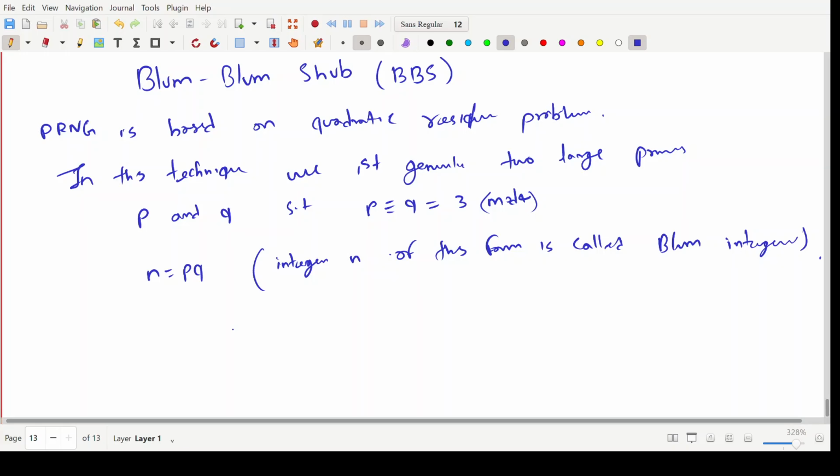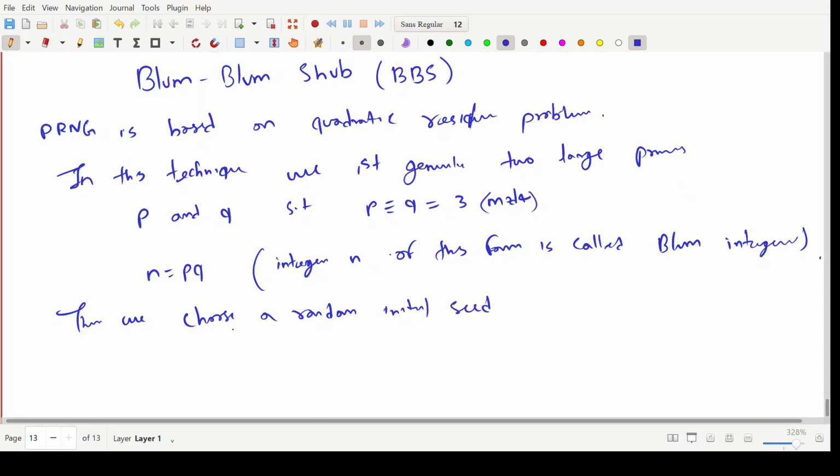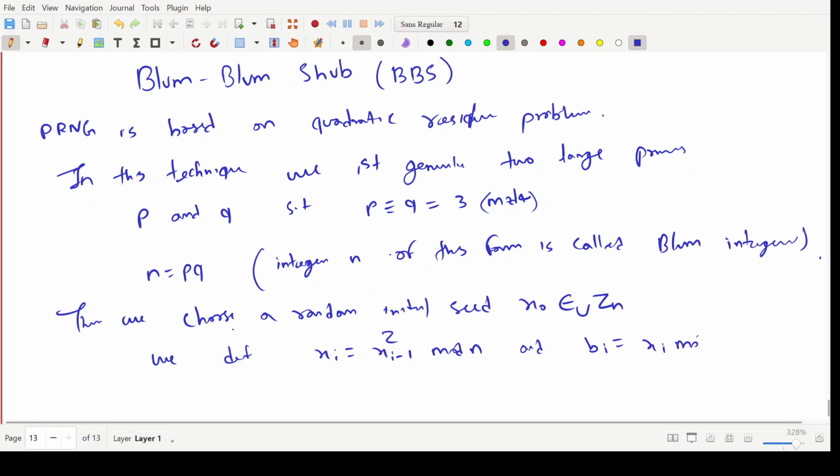Then we choose a random initial seed, say x0, which is randomly generated from Zn. Further, we define xi as xi minus 1 whole square modulo n, and bi as xi modulo 2. Whatever xi I get, I take modulo 2. The pseudo random bits are this b1, b2, and so on.